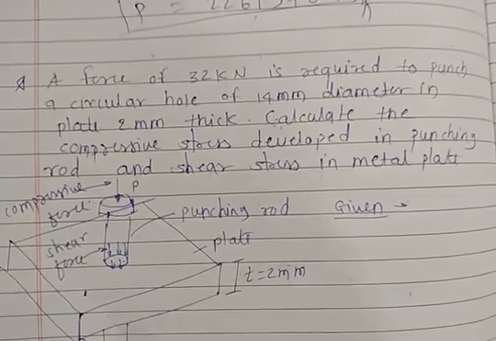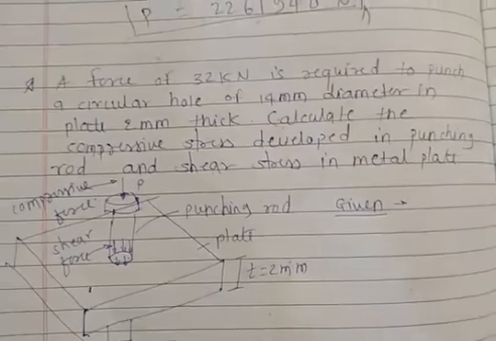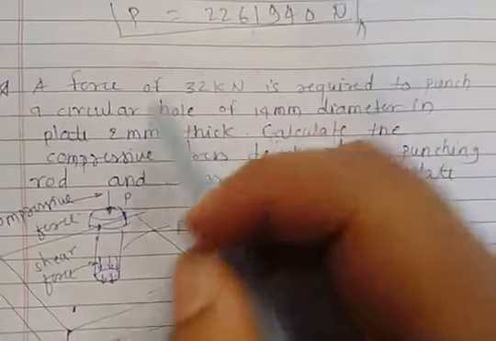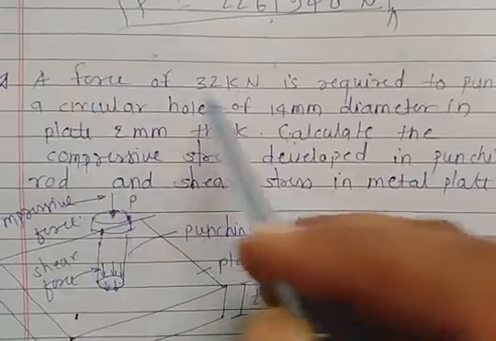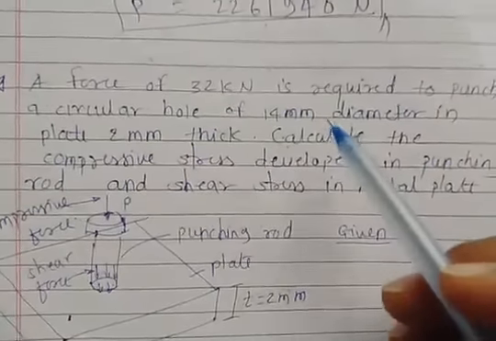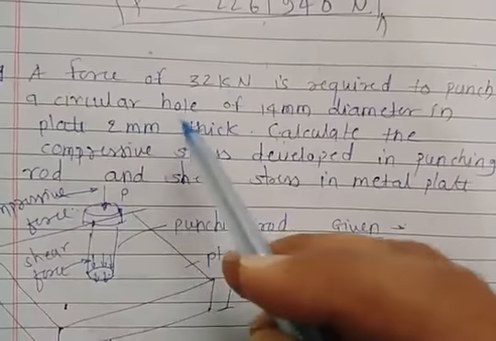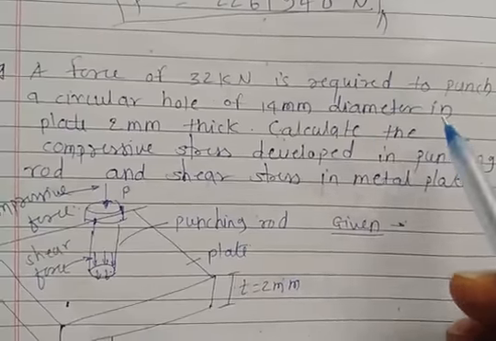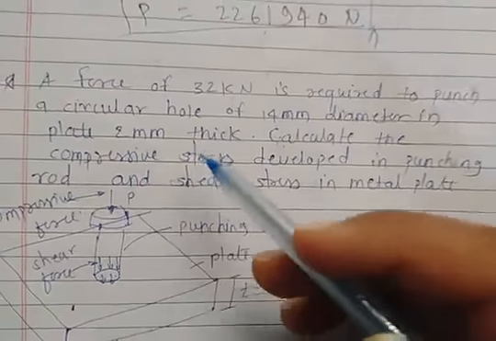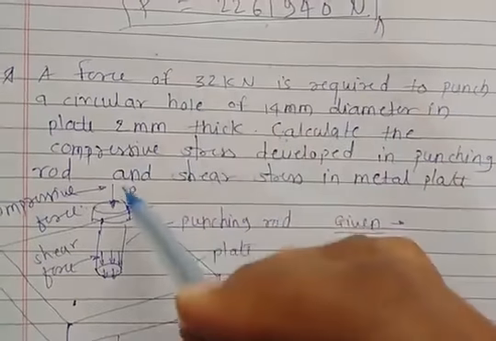So today we will discuss more problems on punching stress. I am reading the statement of the numerical here. A force of 32 kilonewton is required to punch a circular hole of 40 mm diameter in a plate 2 mm thick. Okay, so a force of 32 kilonewton.